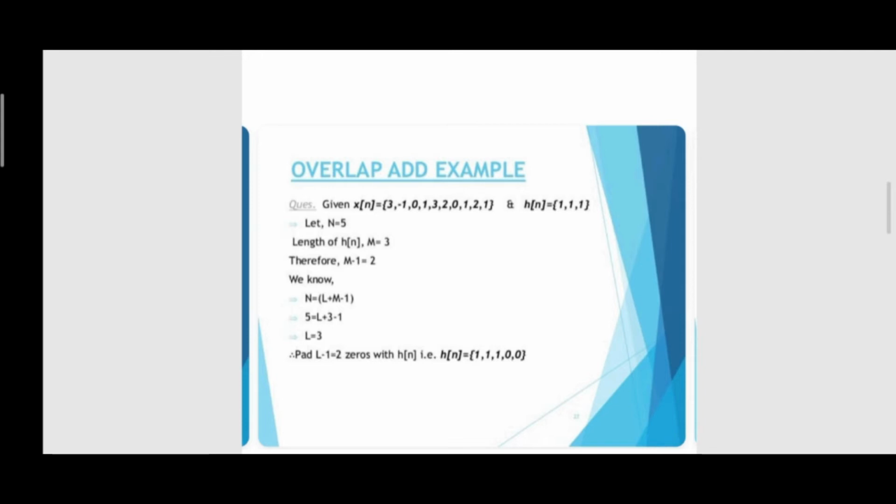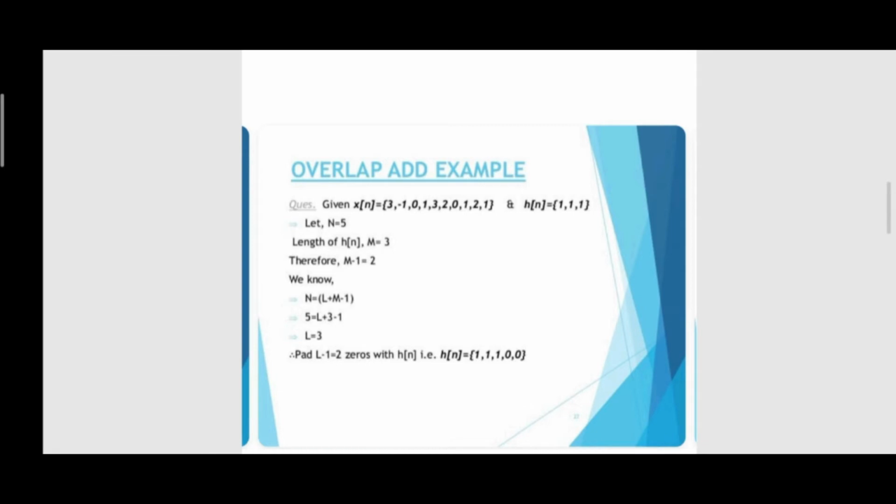Let N be equal to 5, and the length of the impulse response is m equal to 3. Therefore m minus 1 is equal to 2. We know one formula, N is equal to L plus m minus 1. In this, N is equal to 5 and m is equal to 3. From this we can find L is equal to 3.